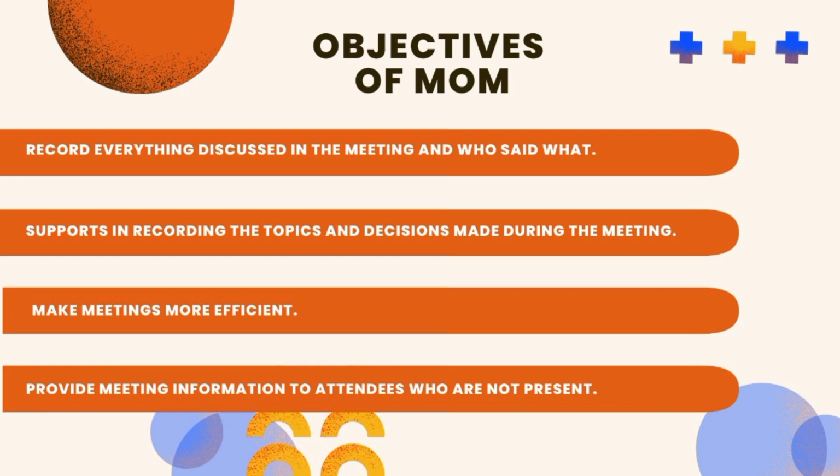Next, we have the objectives of minutes of meetings. The first one is to record everything discussed in the meeting and who said what. Then we have support in recording the topics and decisions made during the meetings, making meetings more efficient, and providing meeting information to attendees who aren't present.